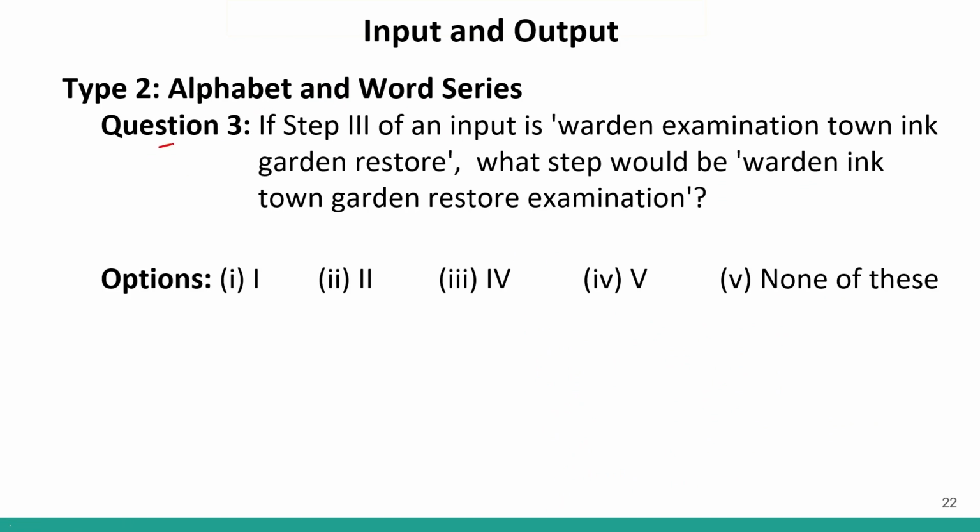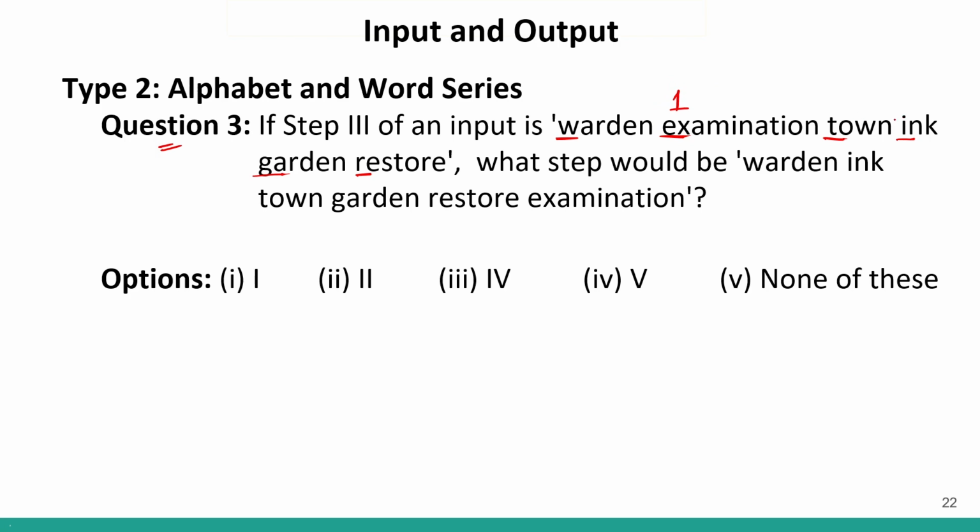Coming to question number 3. If step 3 of an input is this, what step would be warden, ink, town, garden, restore, examination? So this we have to find out. This is W, E, T, I, G and R. Correct? So if you remember, E will be number 1.